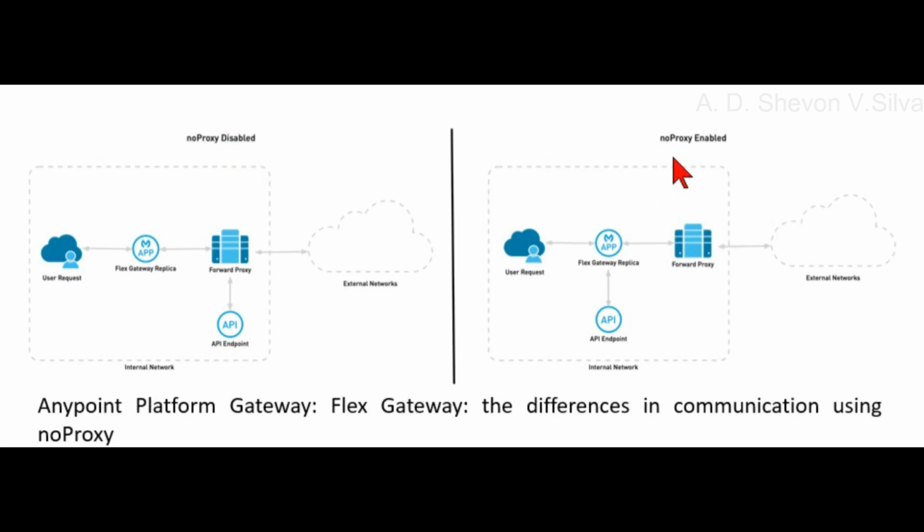For example, when you enable noProxy, you can list HTTP log connections and connections to upstream services to have them connect directly to Flex Gateway.